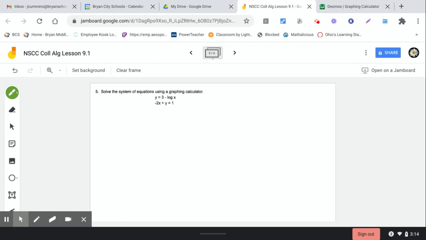We're going to use Desmos to do this. So if you run across problems like this on your homework that say using a graphing device, it's Desmos. So we're going to go to Desmos and graph these two things. We're going to have a logarithmic graph and a linear function.